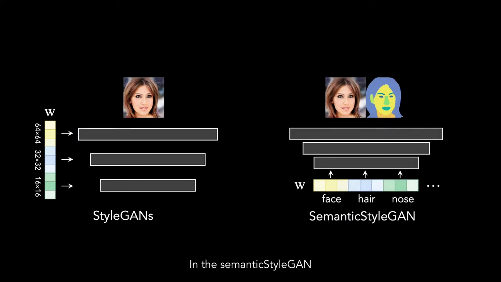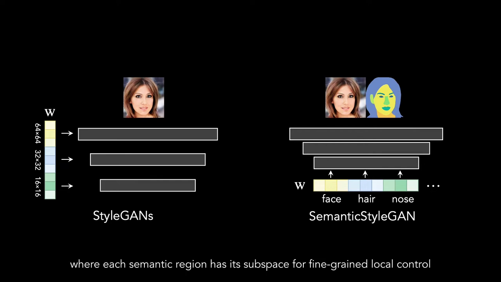In SemanticStyleGAN, we aim to factorize the latent space in a different way, where each semantic region has its own subspace for fine-grained local control.